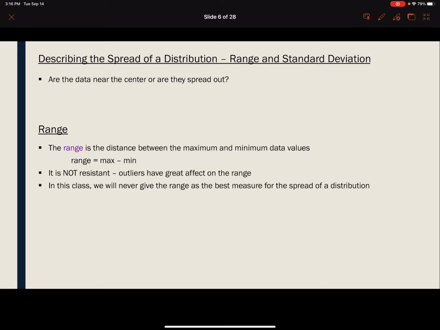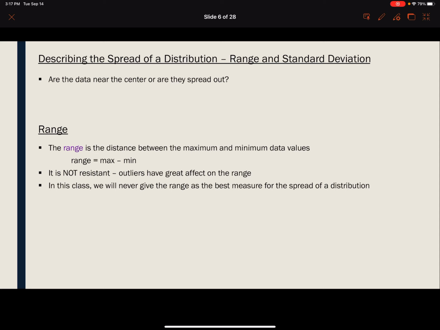In section 3.2, we start to talk about the spread of a distribution. There are three measurements that we're going to talk about as options for describing the spread of a distribution. There's the range, the standard deviation, and the IQR. We won't talk about the IQR until we get to section 3.3 because that's in with box plots and the 5-number summary. In this video, we're going to discuss the range and the standard deviation.